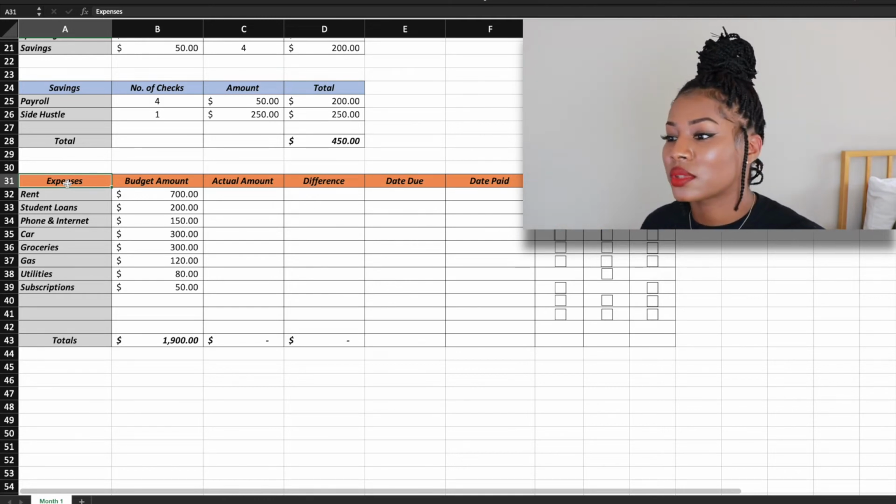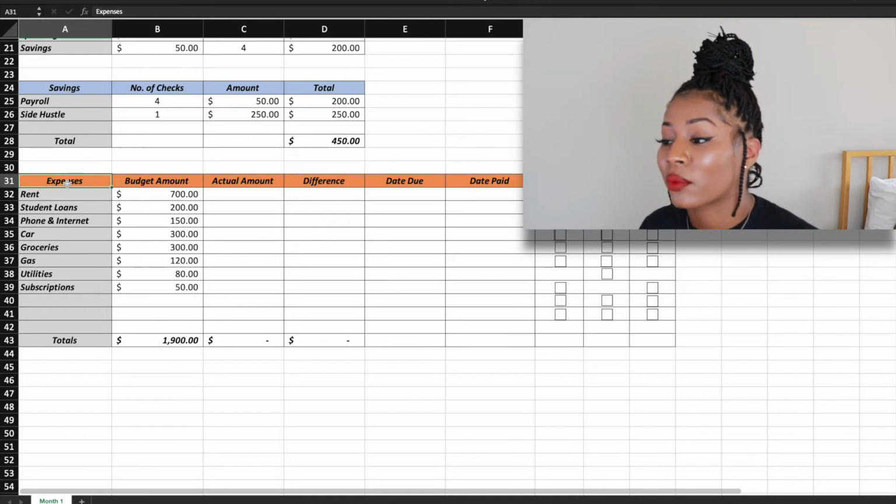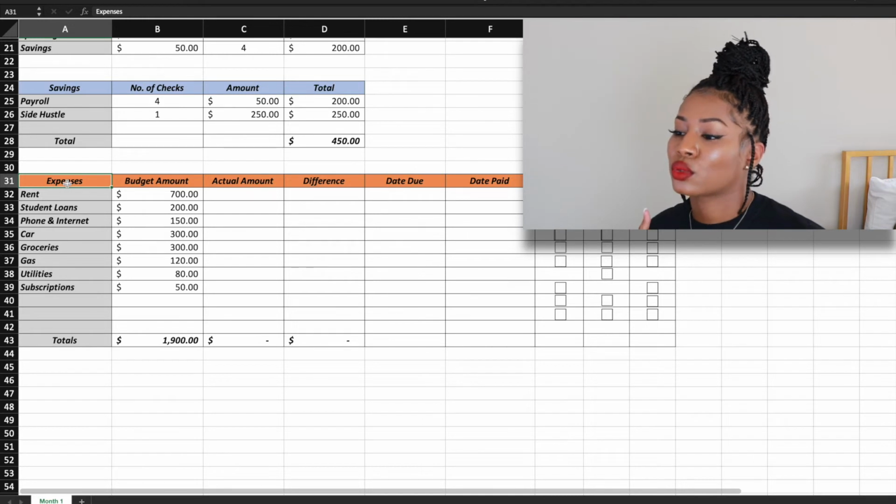I rounded her rent up to $700. Her student loans is the budget that she curated, so $200. Her phone and internet, I rounded up to $150. Her car, I rounded up to $300. Groceries, $300. Gas, $120. Utilities, I rounded to $80, and subscriptions I rounded to $50.